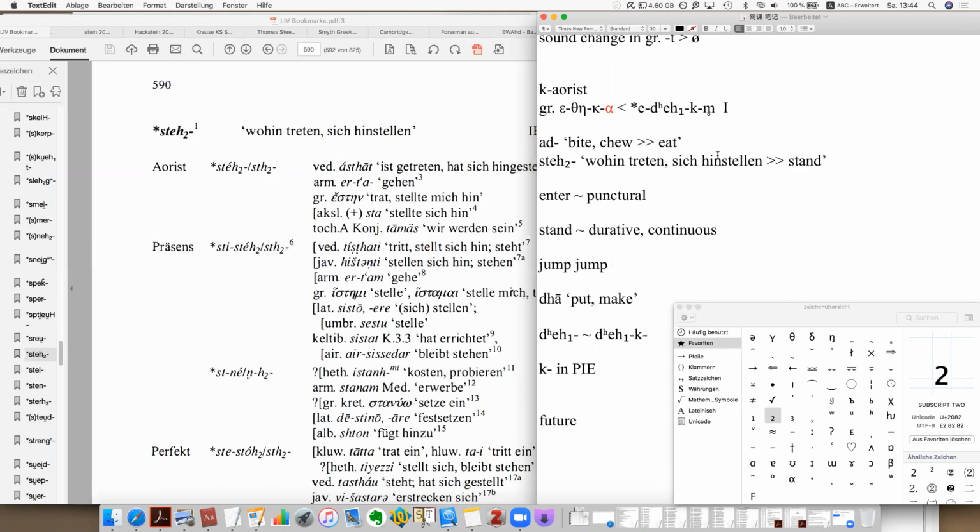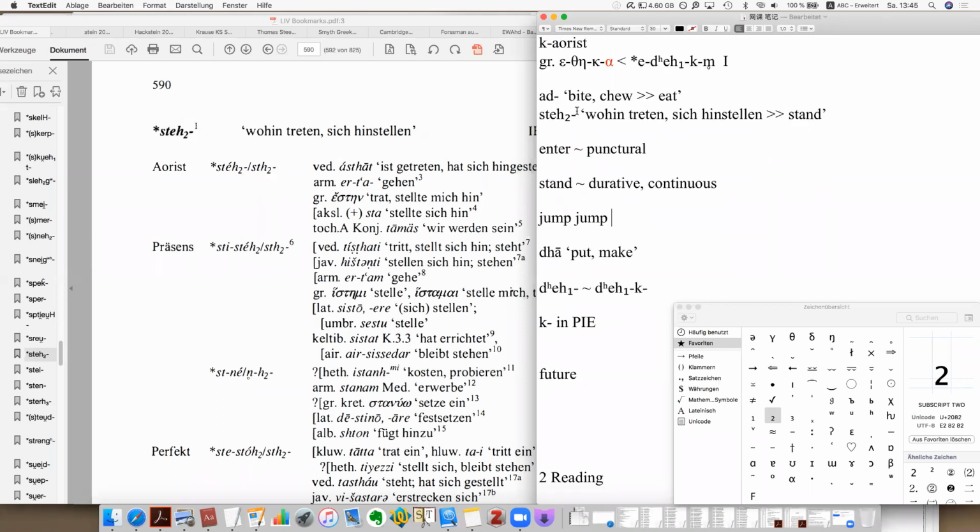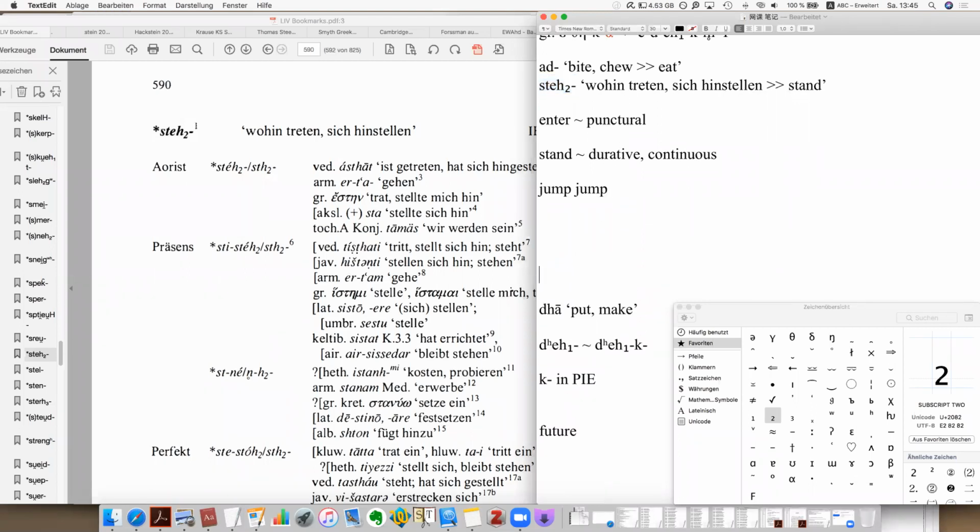Okay, I talked a little bit too much, so let's come back to the root, steg. If I want to build a root aorist, a root perfect, if I want to build a perfect, what should I do? So let's do it together.